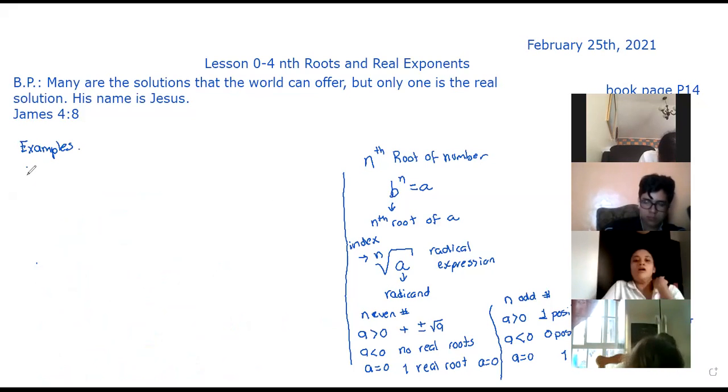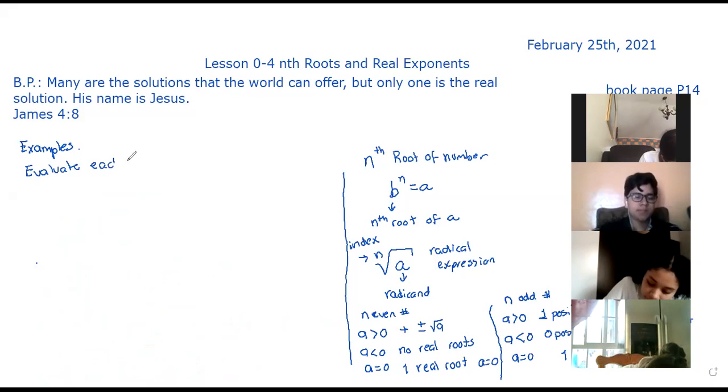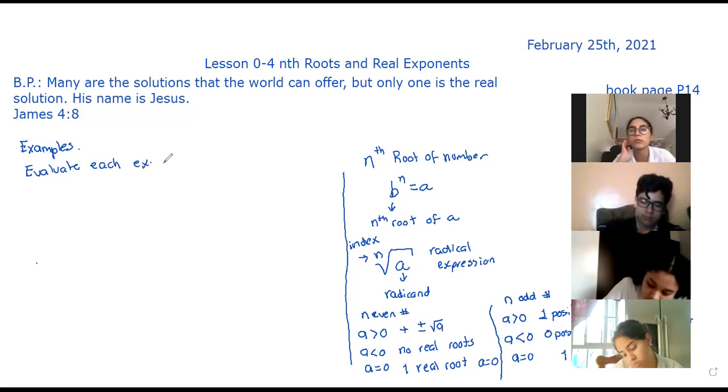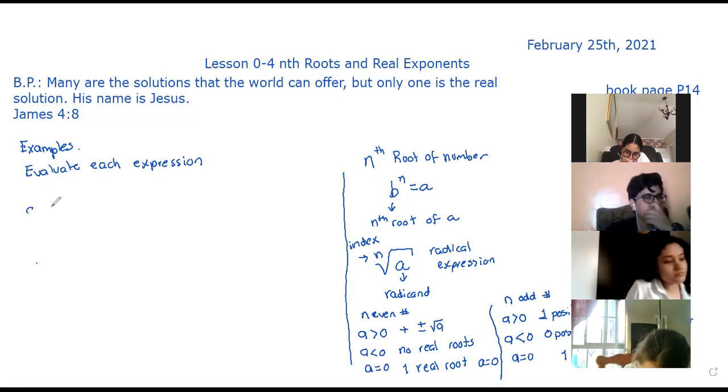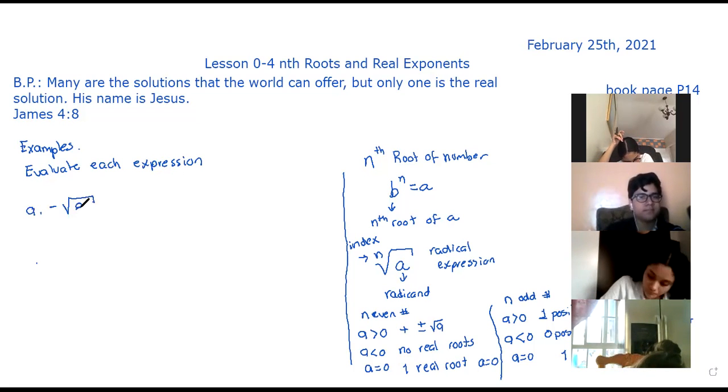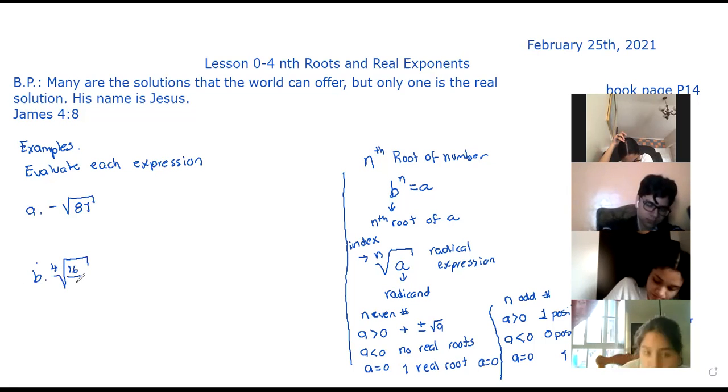Evaluate each expression. Negative square root of 81. Quartic root of 16 over 625. And the sixth root of negative 243.